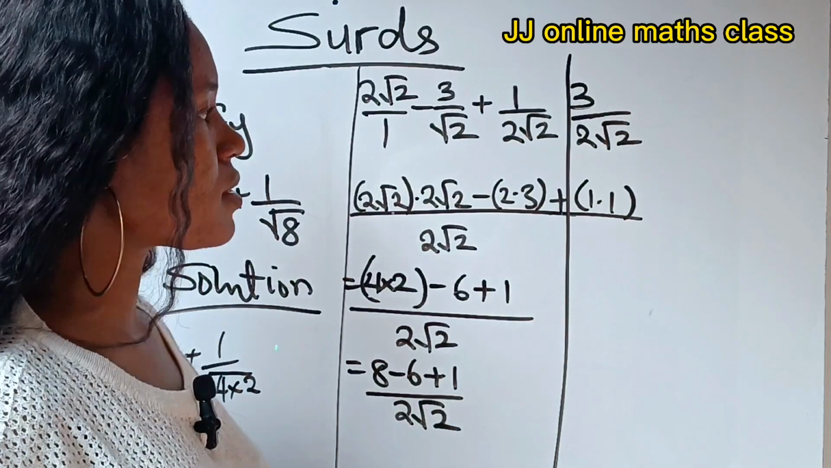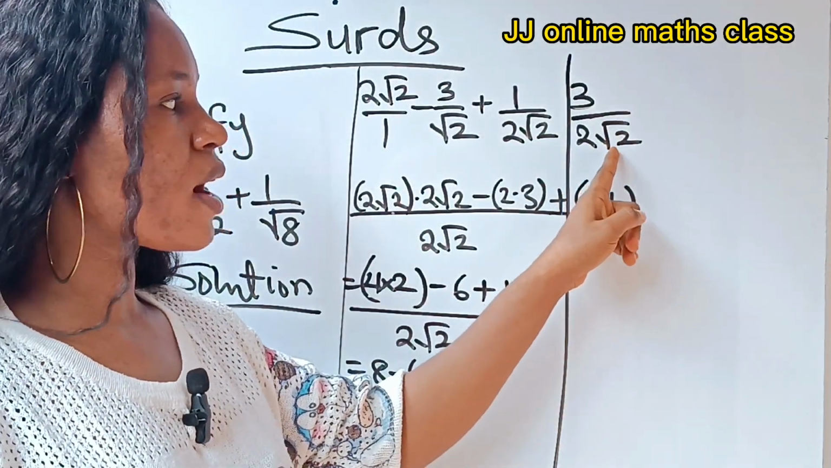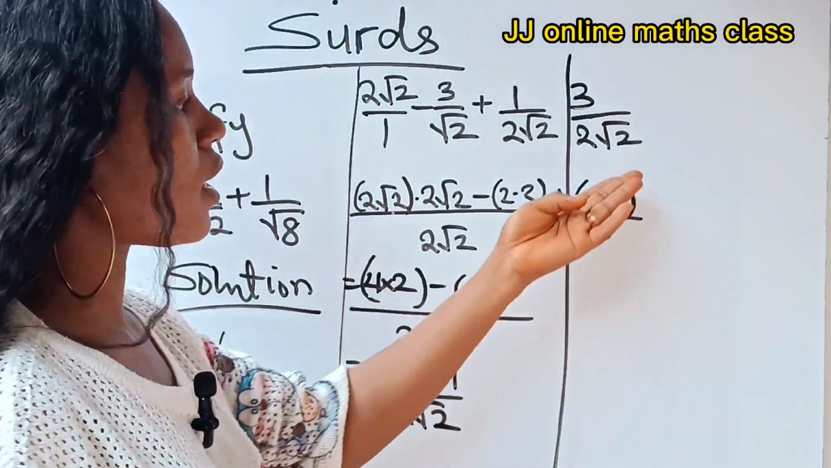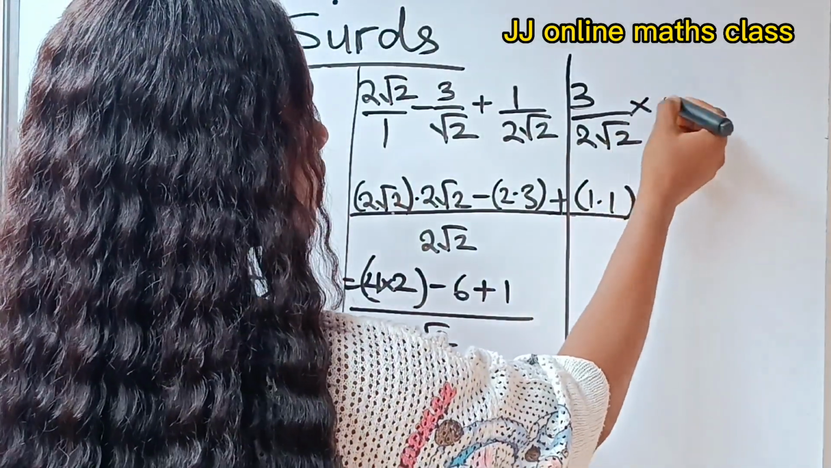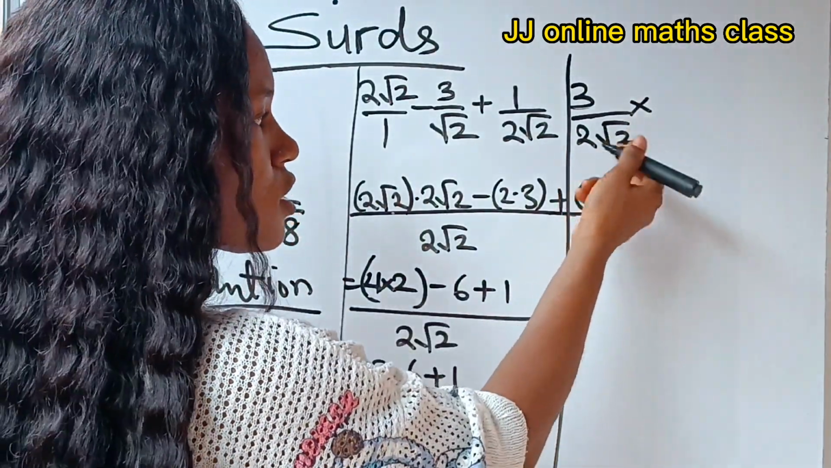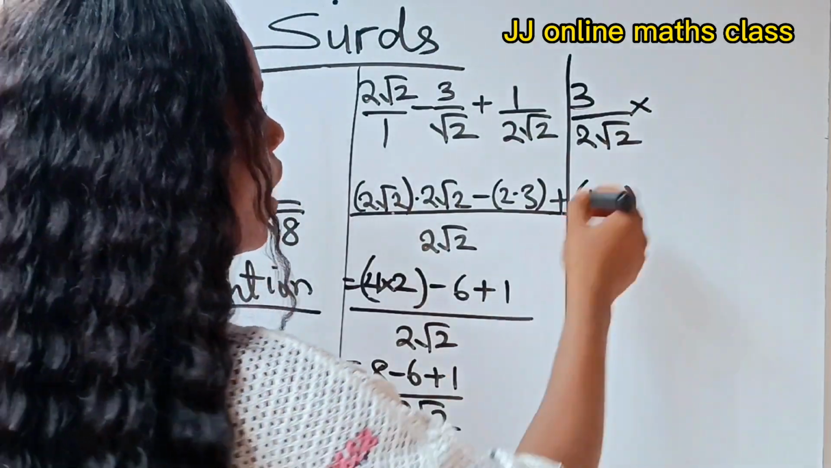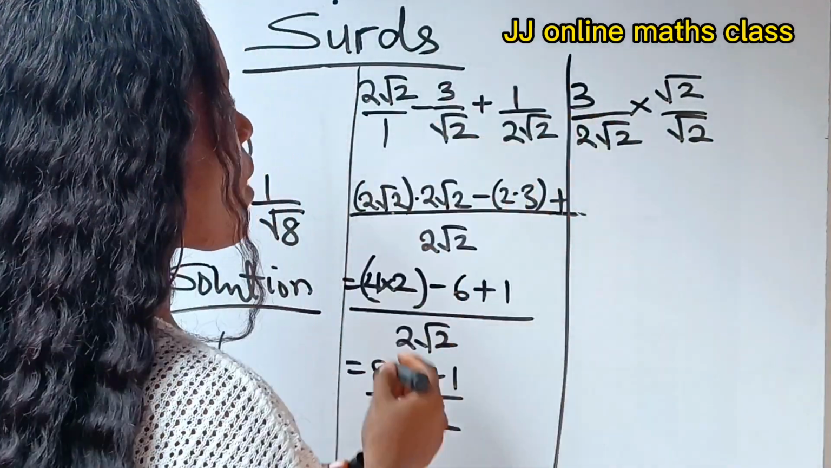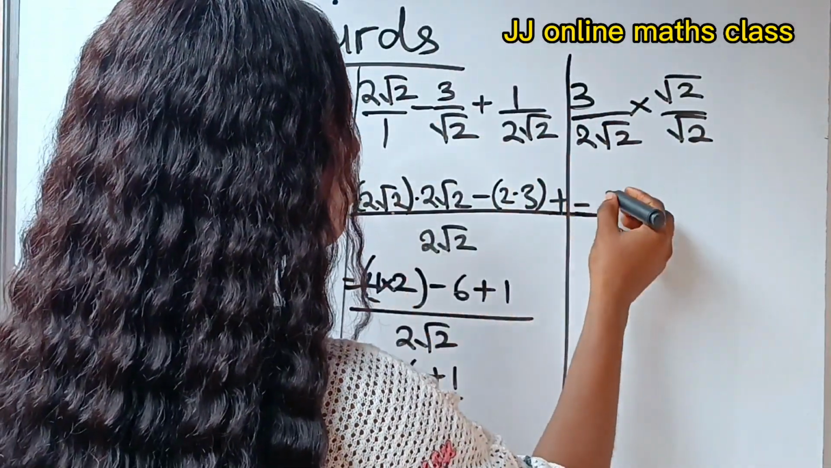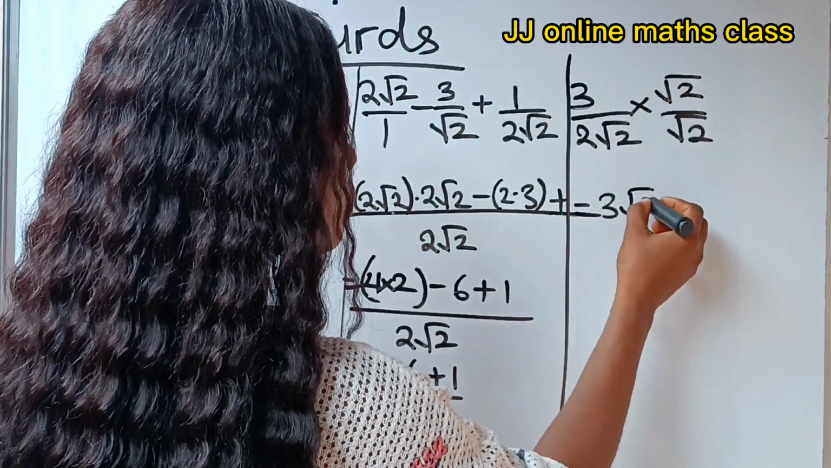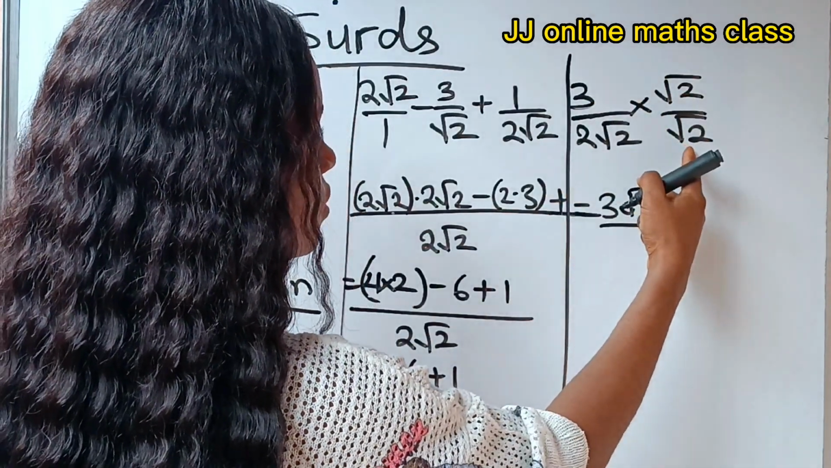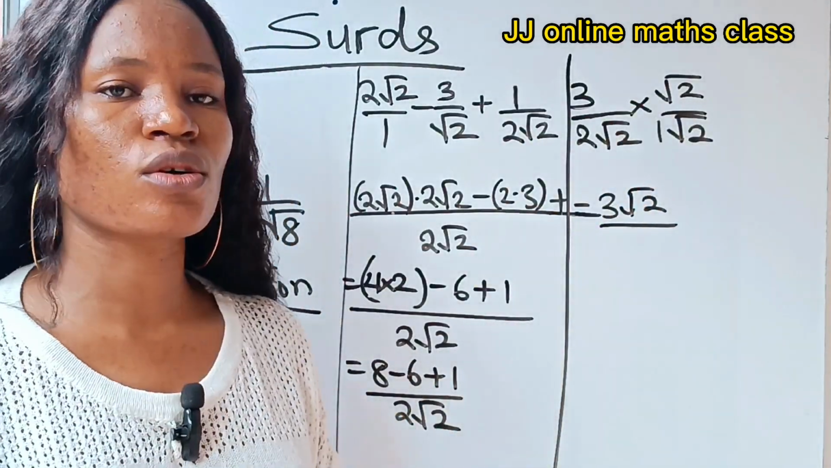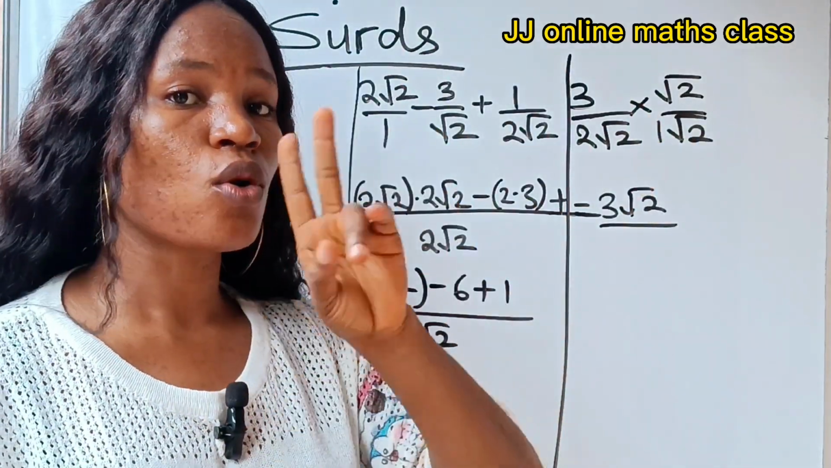But like I said, in mathematics, it is not right to have a surd as your denominator. So to rationalize the denominator, we are going to multiply the numerator and the denominator by root 2, since root 2 is what we want to remove. Now this is going to be equal to 3 times root 2, which gives us 3 root 2, over 2 root 2 times root 2. Remember that root 2 is the same thing as 1 root 2. It's just that it's not right to write 1 root 2, rather you write only root 2.